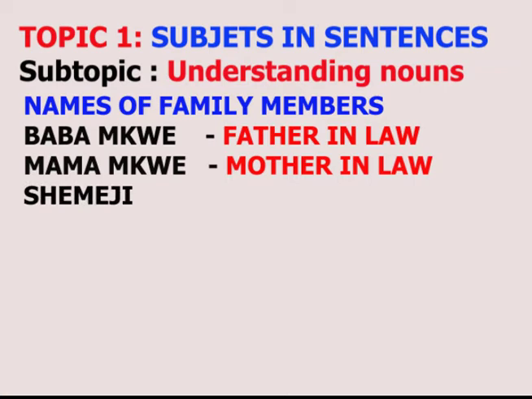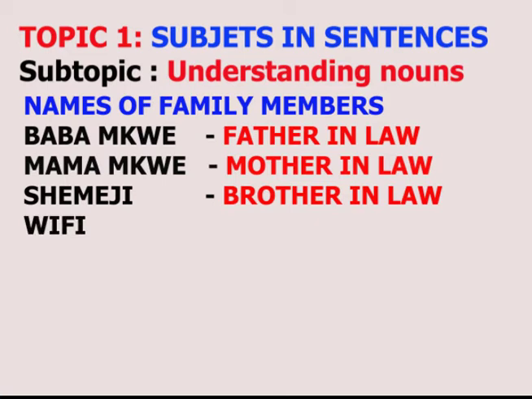Shemeji, for example, the brother of your wife, is called the brother-in-law. Now wifi is the sister-in-law. So shemeji is the brother-in-law, and wifi is the sister-in-law.